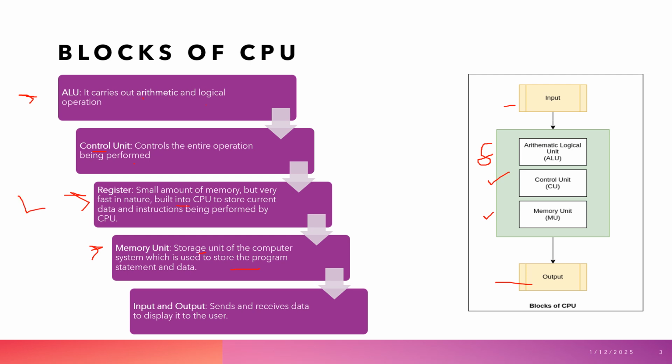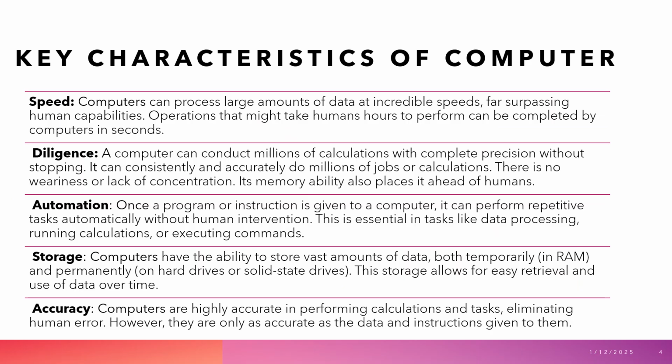So that means that there is a small amount of memory reserved inside the CPU which carries the program and the data which are needed by the CPU to process a current set of instructions that is available in the register memory. And the last is the input and output, which basically sends and receives the data to and fro from the user. The next very important topic we have is key characteristics of computers, which means how you can distinguish whether a given machine is a computer or not.